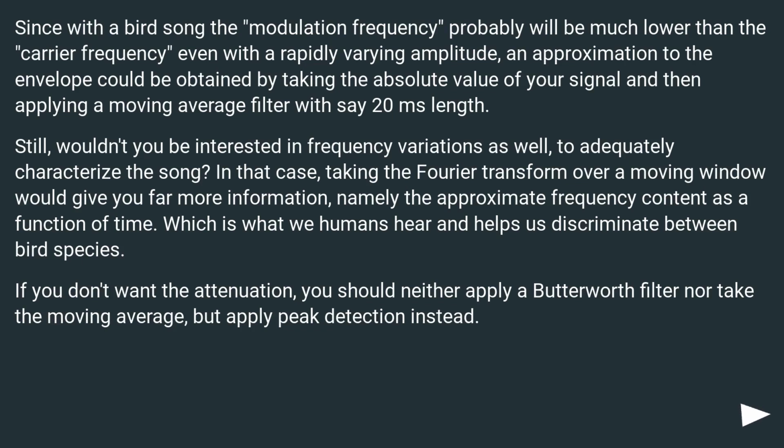If you don't want the attenuation, you should neither apply a Butterworth filter nor take the moving average, but apply peak detection instead.